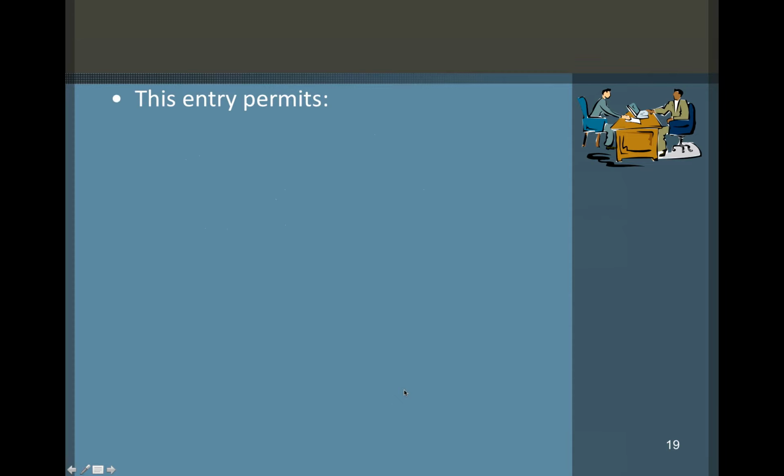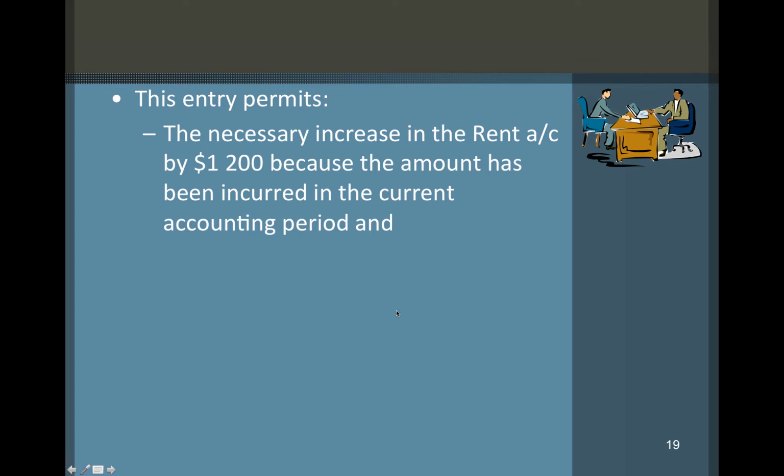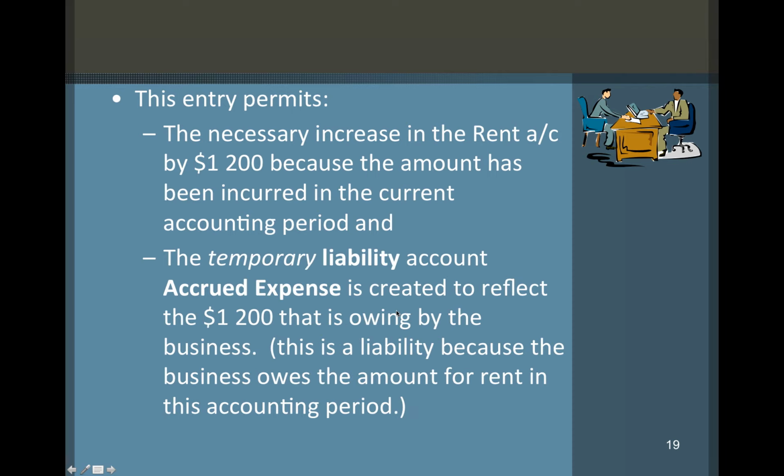So this double entry is going to allow us to increase the rent account by $1,200 because the amount has been incurred in the current accounting period, and it will allow the raising of the temporary liability account, the accrued expense account, to reflect $1,200 that is owing by the business to the landlord. So it's a liability because the business owes this amount for rent.